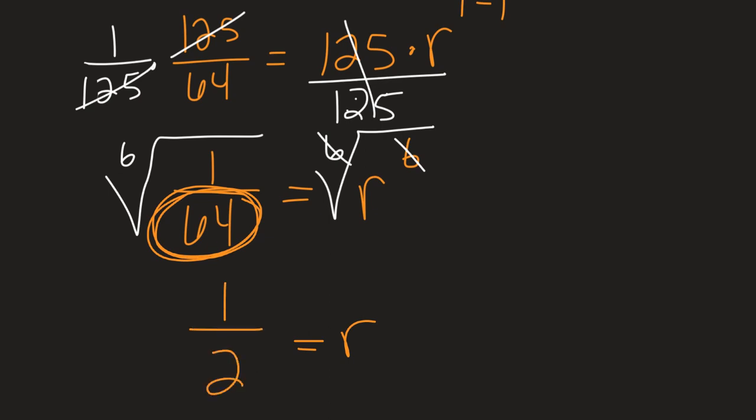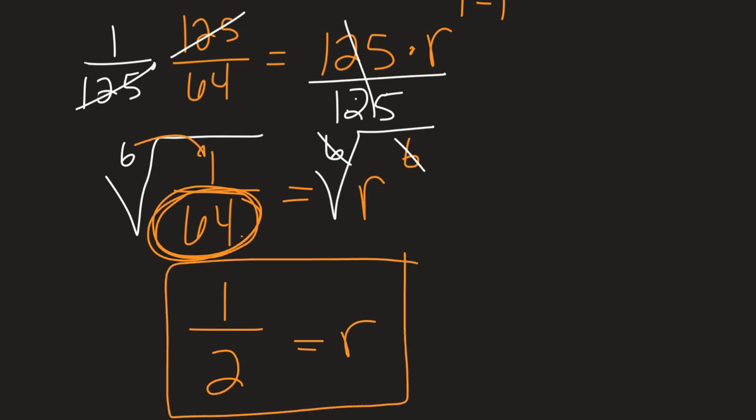Of course, the 6th root of 1 is just 1, because 1 times itself, however many times you want to do it, is always 1. But 2 times itself 6 times gives you 64. So we have just found our ratio. The ratio of this sequence is 1/2. So every number is half of what the previous number was.